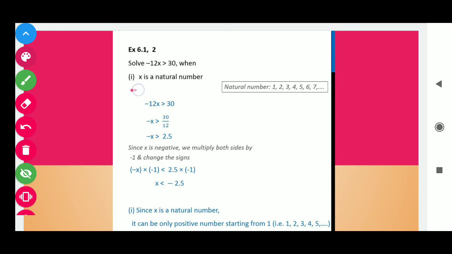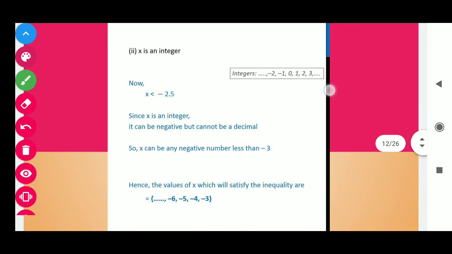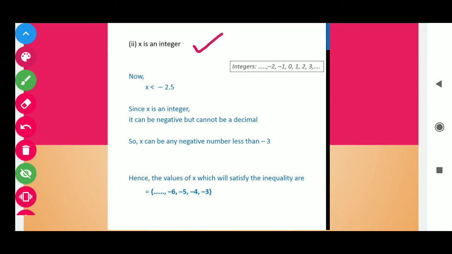So here x is a natural number and we have to give the answer as those numbers that are less than -2.5 and belong to the natural numbers. But here you can see that there is no natural number that is less than -2.5. So here we have the second part. Here the second part is x is an integer. Now x is less than -2.5 and we know that integers include positive, 0 and negative numbers. In this way, x is less than -2.5 and our answer is -3, -4, -5, -6 up to minus infinity, because all these numbers are less than -2.5.